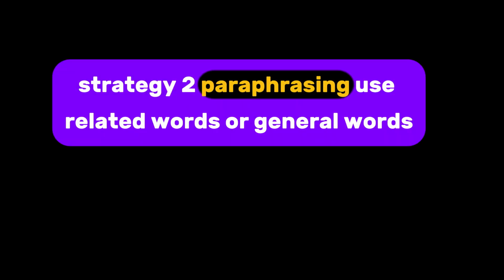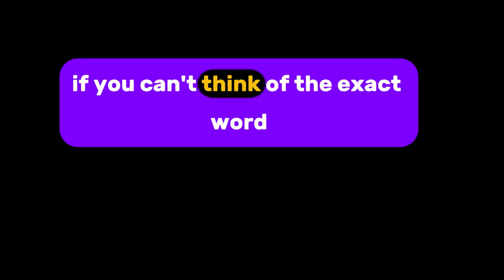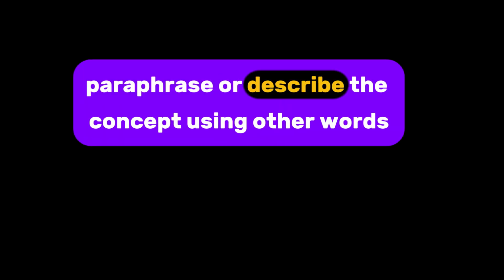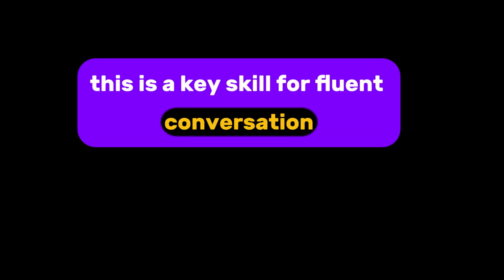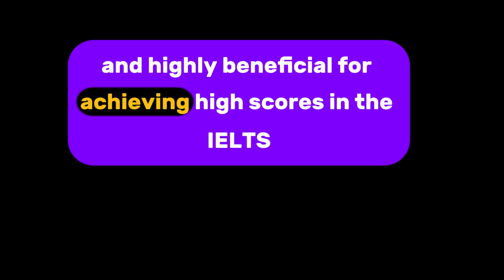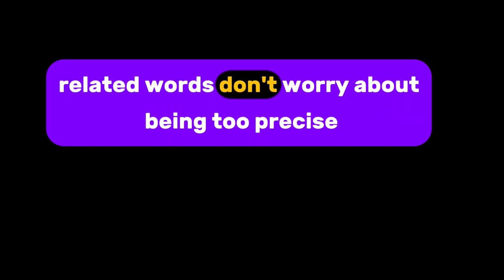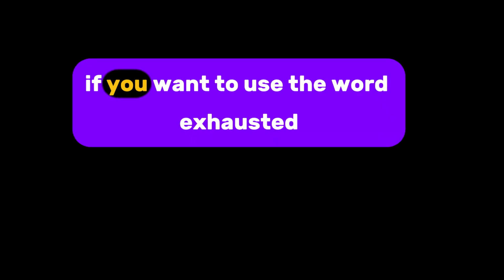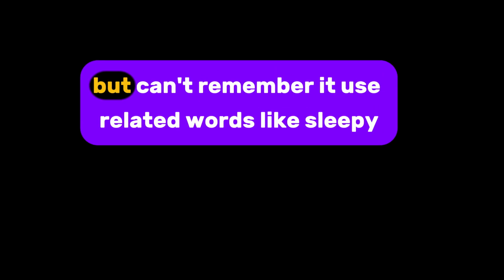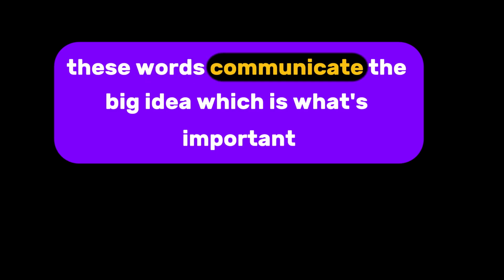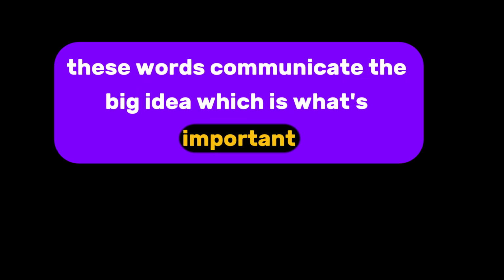Strategy 2. Paraphrasing. Use related words or general words. If you can't think of the exact word, paraphrase or describe the concept using other words. This is a key skill for fluent conversation and highly beneficial for achieving high scores in the IELTS speaking test. Related words. Don't worry about being too precise. If you want to use the word exhausted but can't remember it, use related words like sleepy, tired, or out of energy. These words communicate the big idea, which is what's important.